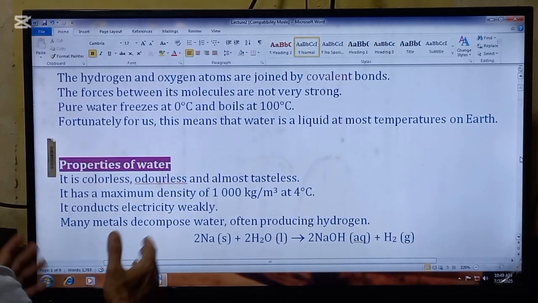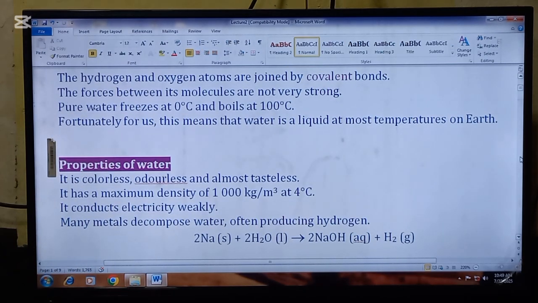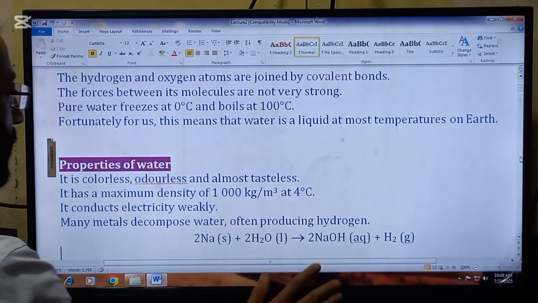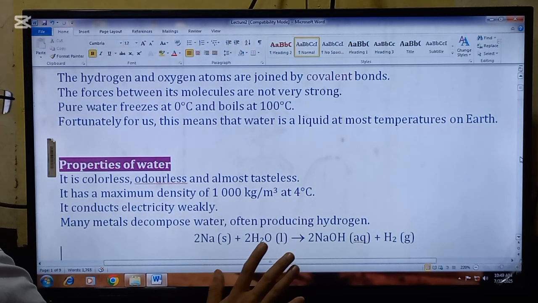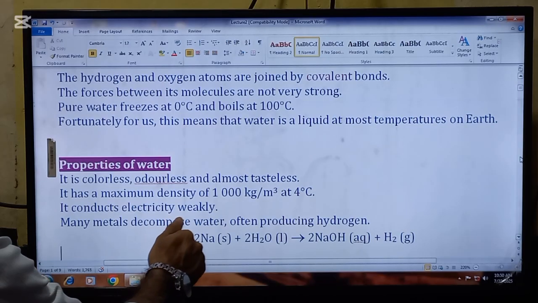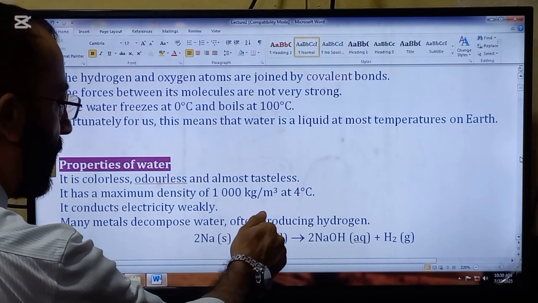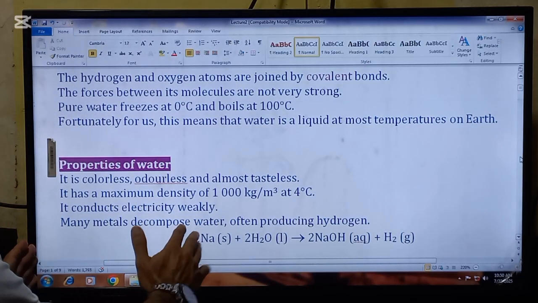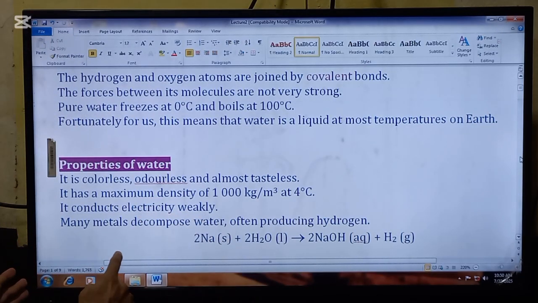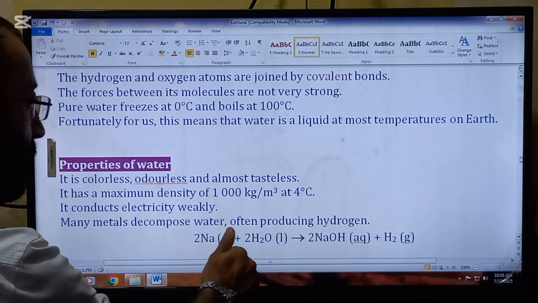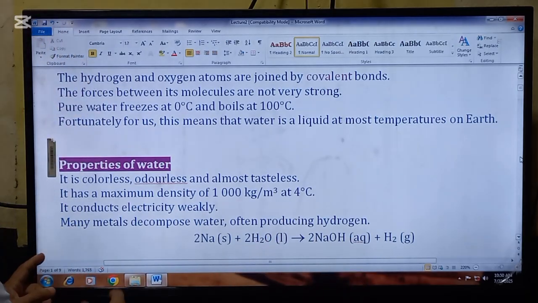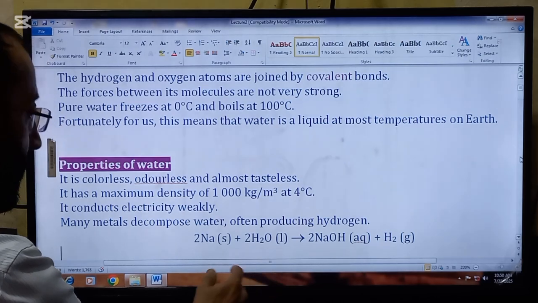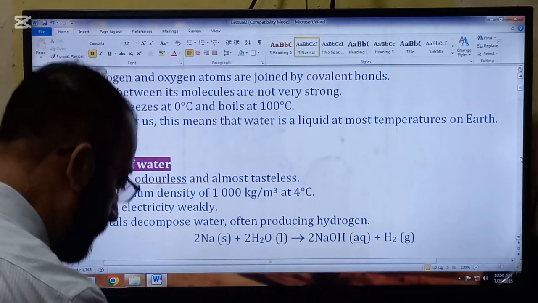The next thing that we are going to read is the properties of water. It is colorless, odorless, and almost tasteless if the water is pure. It has a maximum density of 1000 kilograms per meter cubed at 4 degrees C. It conducts electricity weakly. Many metals decompose water, often producing hydrogen. For example, sodium when reacting with water produces hydrogen.